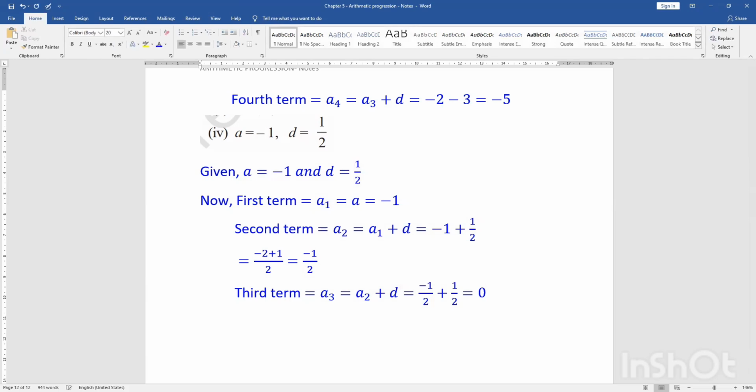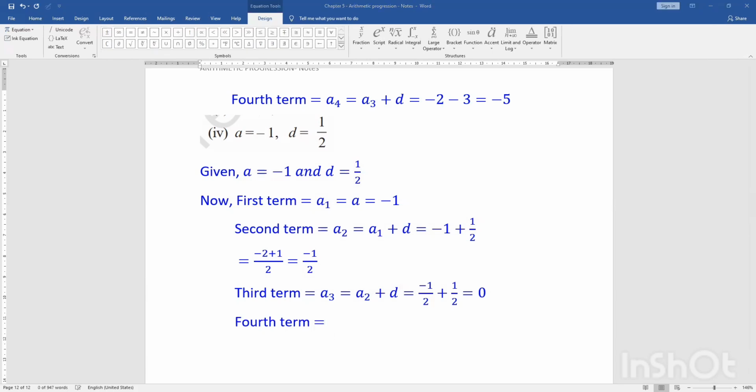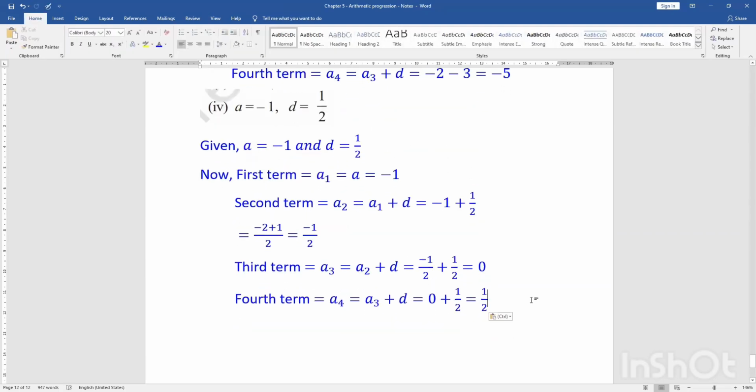So next I have the fourth term. So fourth term is A4. So A4 is nothing but A3 plus D. So A3 plus D is equal to, the third term is 0, plus half, because D is half. Just add it up. So 0 plus half will be half only. So 0 plus half is half.